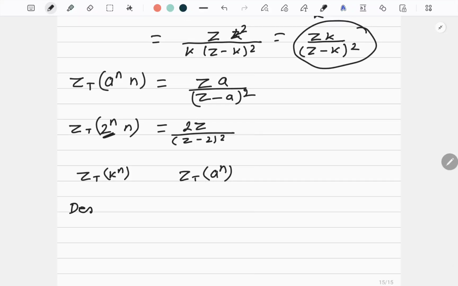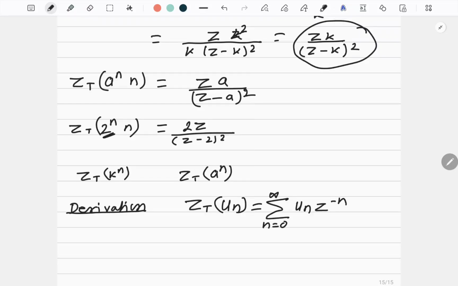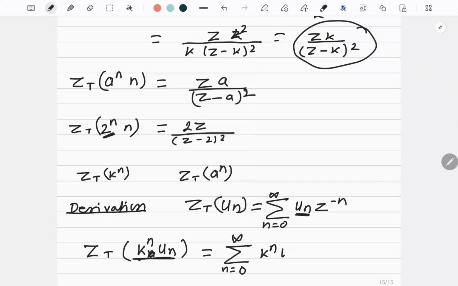Now let me derive this. So derivation. How can I derive this? It's very easy. See, the z transform of u_n is equal to summation n equals 0 to infinity u_n z to the power minus n. Correct? Now my target is to learn the z transform of k to the power n u_n. Sorry, n is a power, not a subscript. So this is equal to summation n equals 0 to infinity. In place of u_n, I should write this whole thing: k to the power n u_n and z to the power minus n.